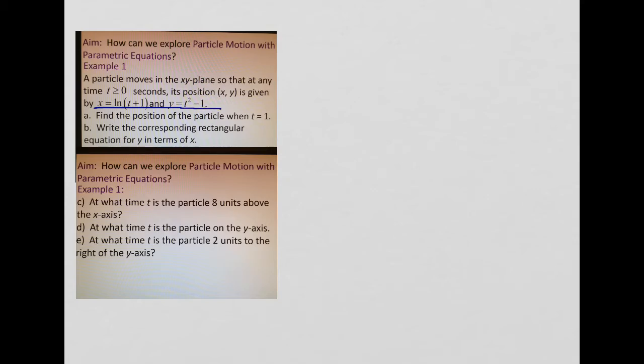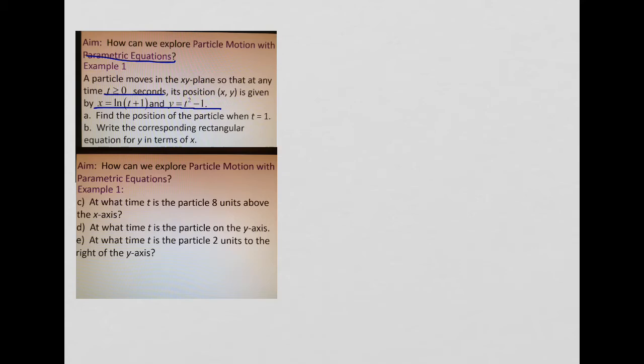So there's a couple things being described here. If we're moving a particle in the xy plane, it typically means that we are using parametric equations. So we would have an x of t and a y of t, and that is given to us. Sometimes it might not be a t, it could be a theta, but in this case it is t. It indicates that t is greater than or equal to 0 seconds, which makes sense because time can't be negative if we're using t.